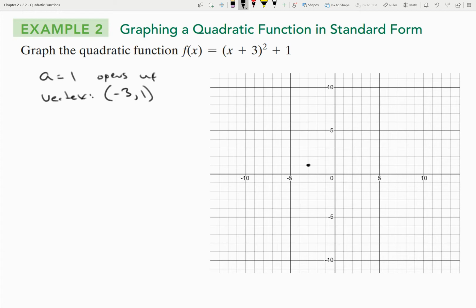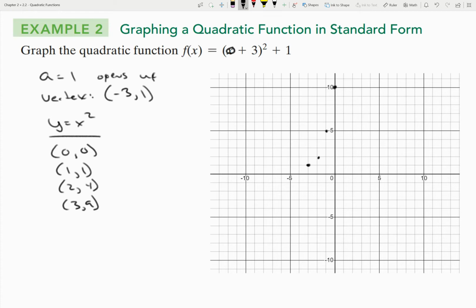So this one is very simple because we're not multiplying by anything. My parent function looks like this, right? I just have to count. So start at the vertex. Go right 1, up 1, right 2, up 1, 2, 3, 4, right 3, up 1, 2, 3, 4, 5, 6, 7, 8, 9.